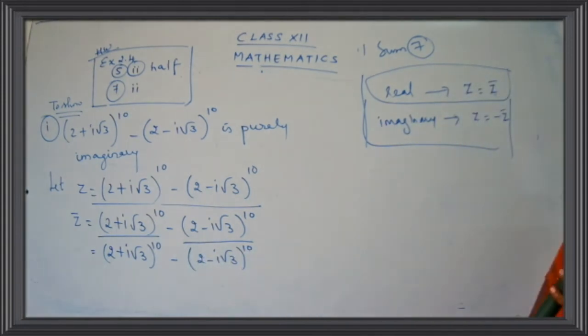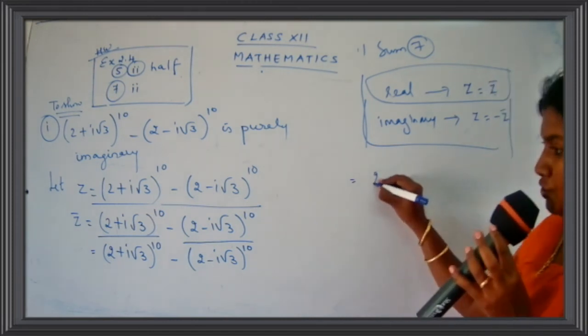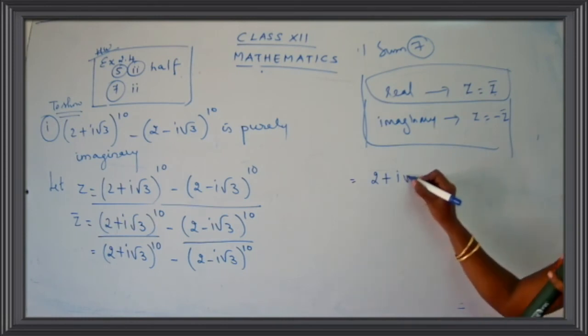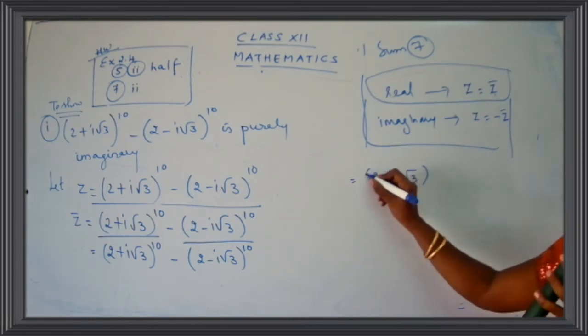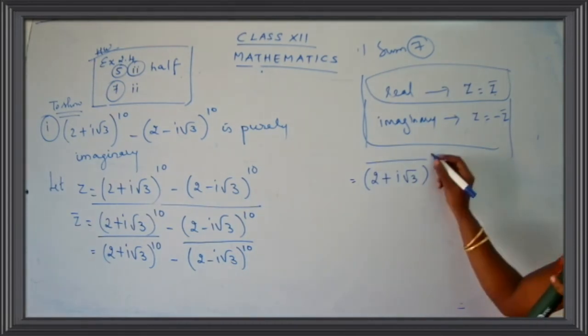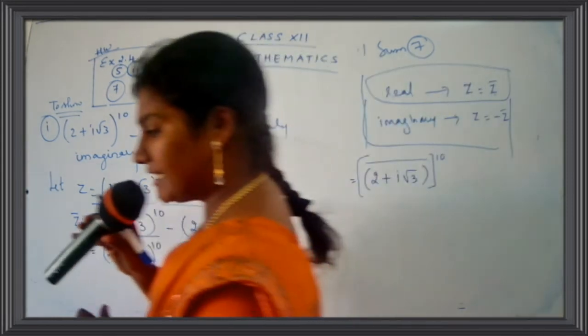Let us go for the next step. So this is equal to, see here children, just be careful with this step: 2 plus i root 3, the bar raised to 10. I hope you are clear with this step. What I have done is I have just taken the 10 out.